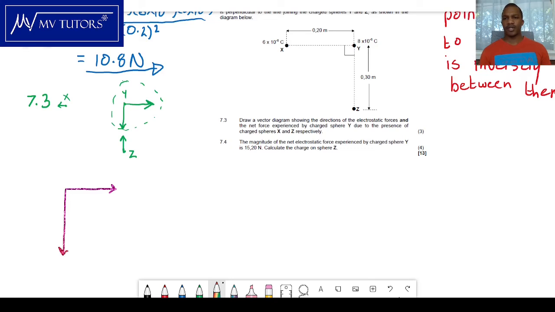So what's this one? This is the force of X on Y, and this one is the force of Z on Y, and over here we will have the resultant force, which is F net, just like that. Okay, so this is the one they wanted us to draw. Cool. All right, let's go to the next question then.